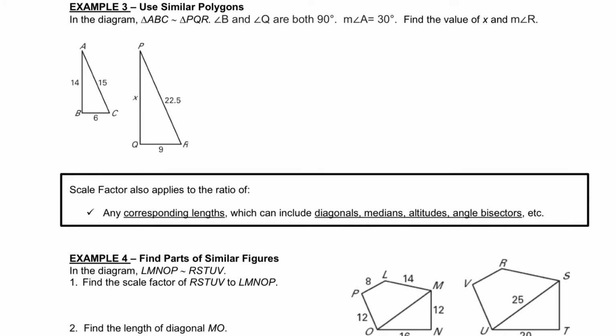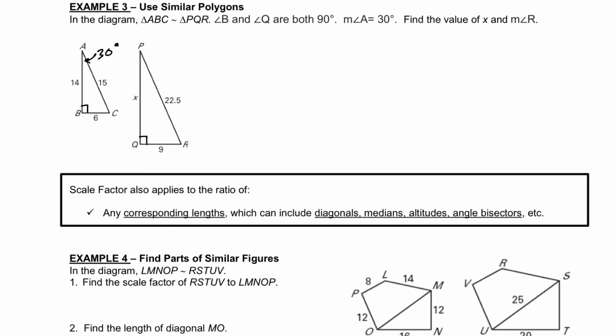Moving on to example 3, they give us that these 2 triangles are similar. They tell us that angle B and angle Q are both 90 degrees, so we should probably mark that on our figure right now. We are also given that the measure of angle A is 30. So let's write that in our figure here so we know this angle right in here is 30 degrees.